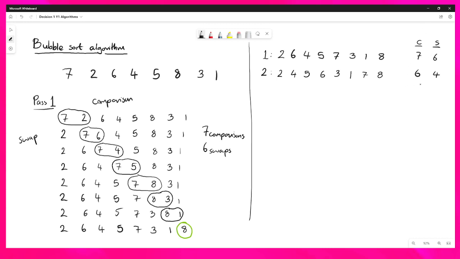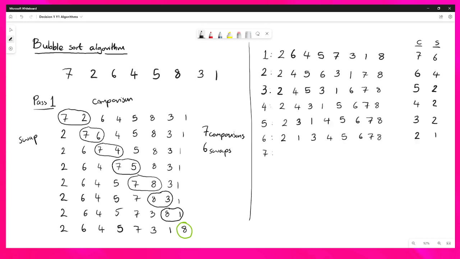So you may already be starting to see a pattern with the number of comparisons on each pass. The way we stop the bubble sort algorithm is when you do a pass that has no swaps in it. So I'm going to do a few more passes and we'll get to that point. So you can see here I've done the first 6 passes, and we're nearly at the right position.